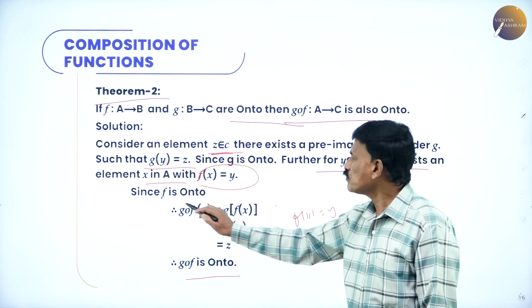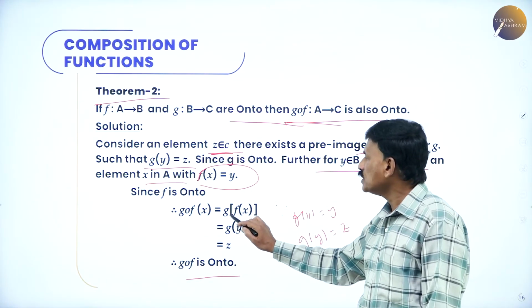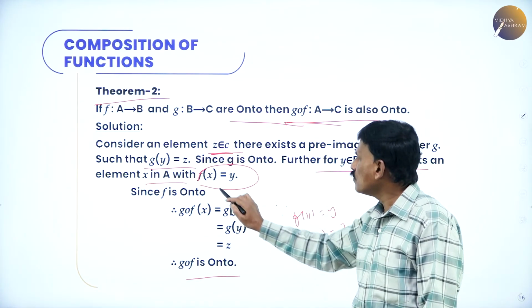Very simple. See, since f is an onto function, g o f of x is equal to g of f of x. g of, what is f of x?